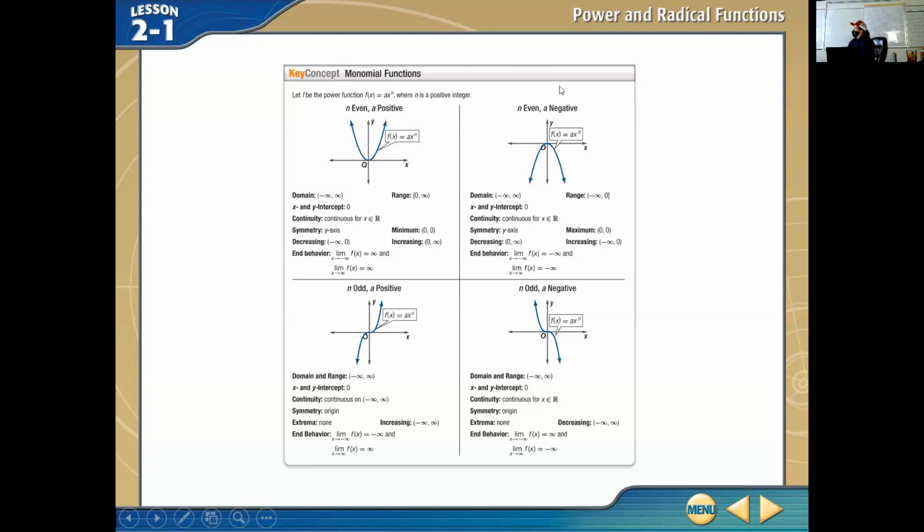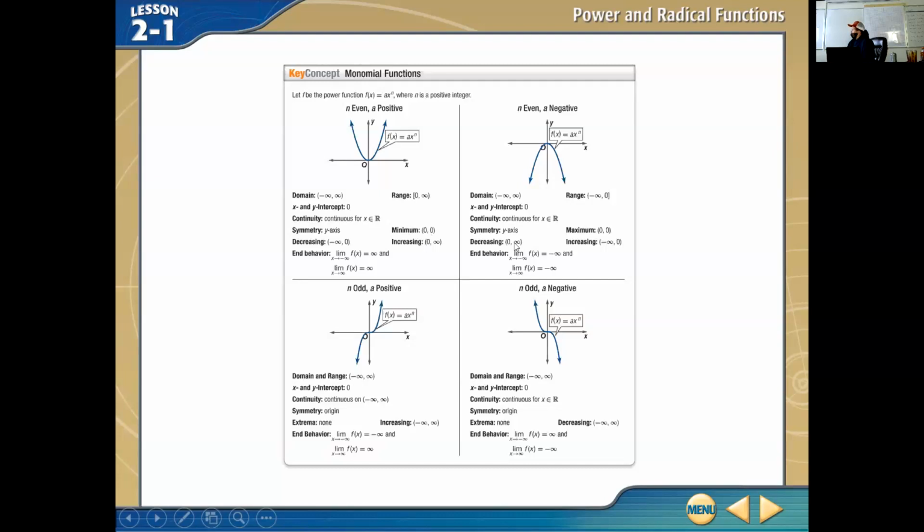Okay, on the flip side, if n is even and a is negative, most of these things are going to stay the same. Like the domain, going to stay the same. X and y intercepts, both still going to be 0. We don't adjust anything for continuity. Symmetry is always going to be y-axis, okay?